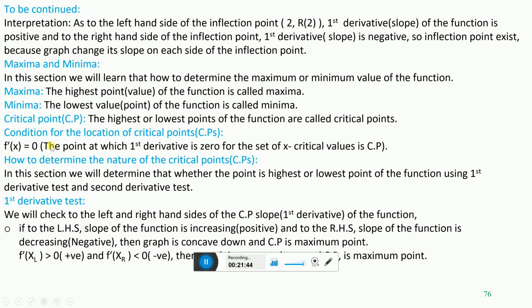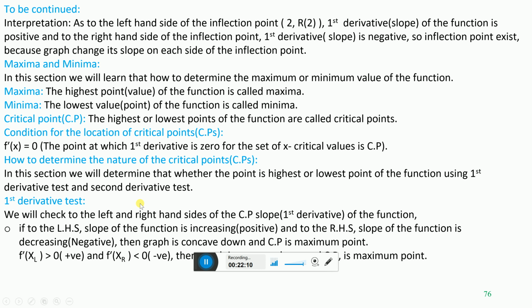So in the first step we will define the location of the critical point. How can we define the location? If the first derivative of the function for the set of x value is 0, this is the location of the critical point. And how can we define the nature of the critical point? Nature means whether the point is a highest point or a lowest point. So we will use two different types of tests.